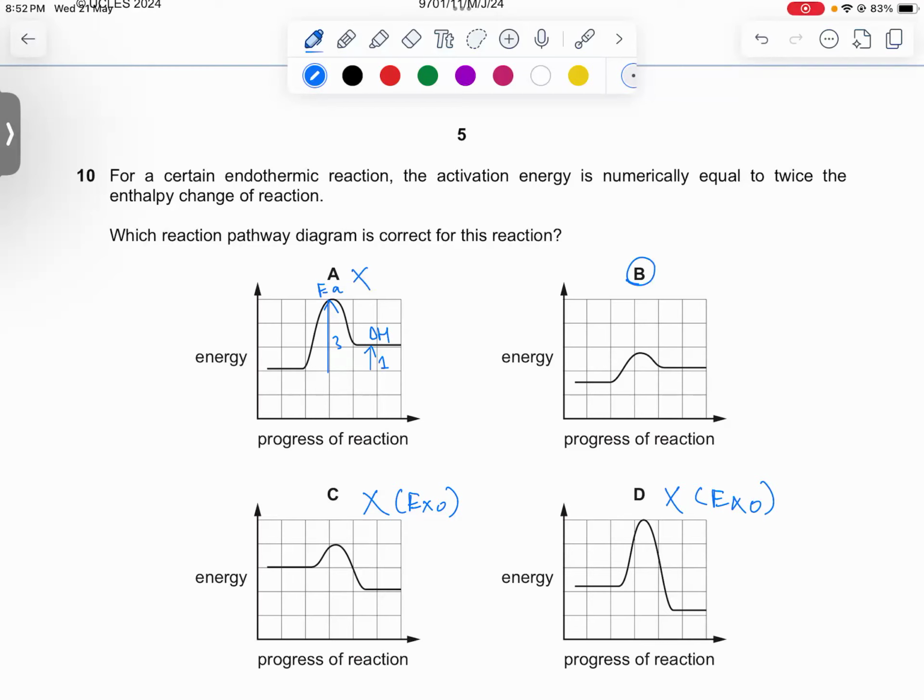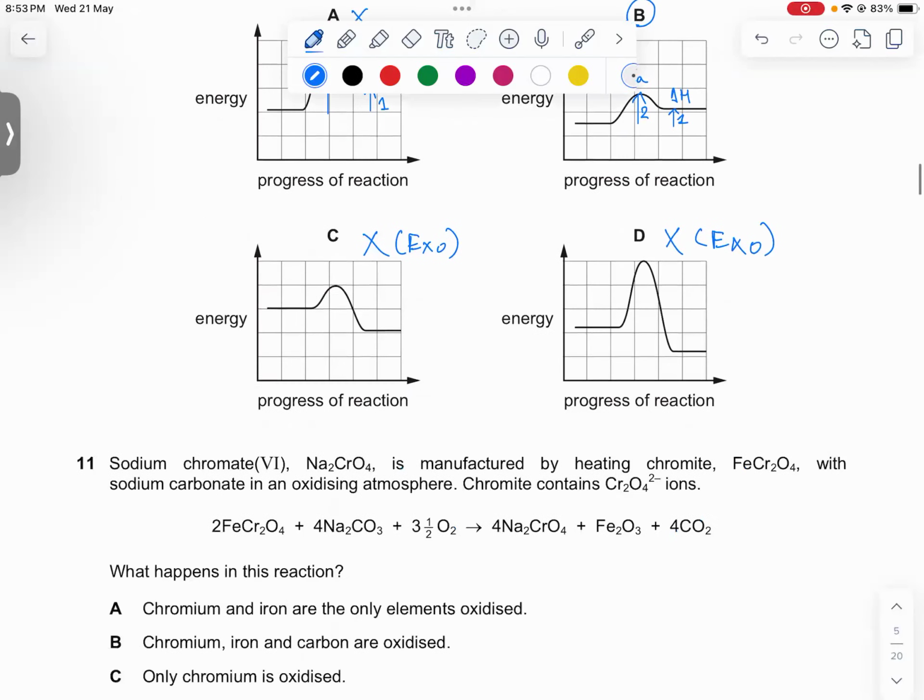So in this one, energy of activation, let's call it roughly 2, and enthalpy change, let's call it roughly 1. So energy of activation, which is EA, and this is delta H, is just 1. All right, so the answer is B.